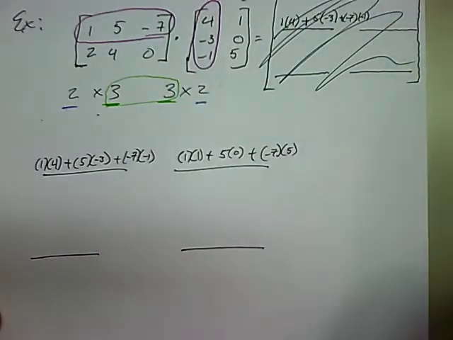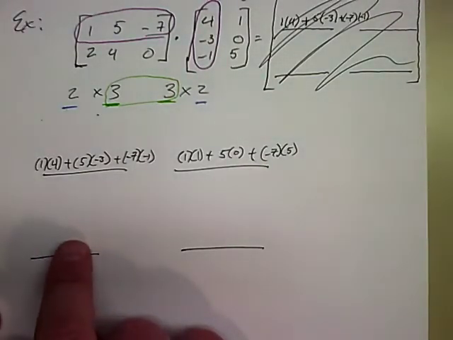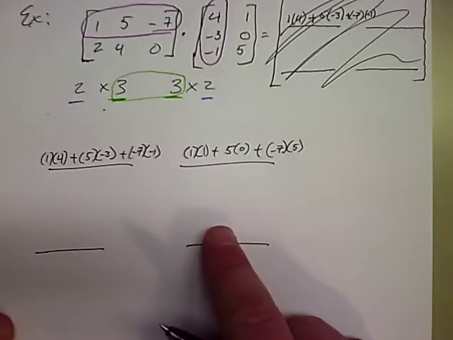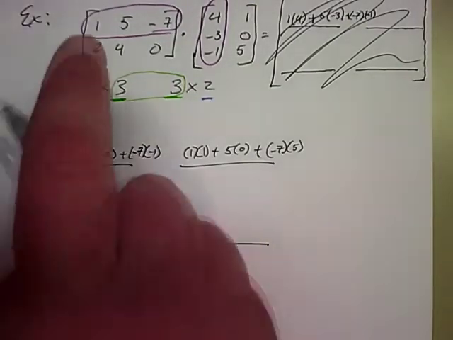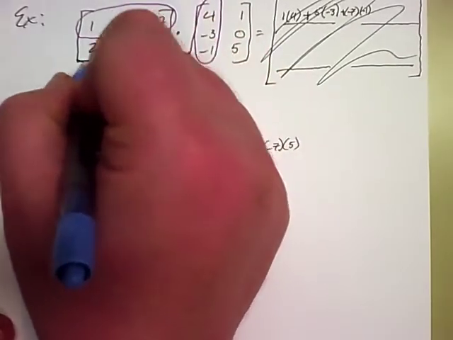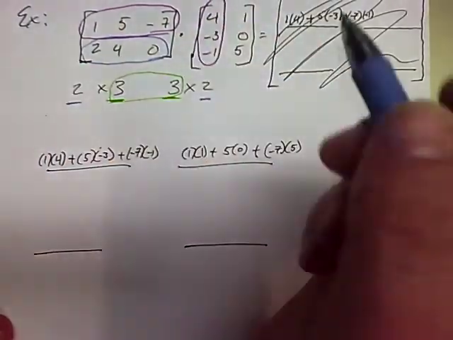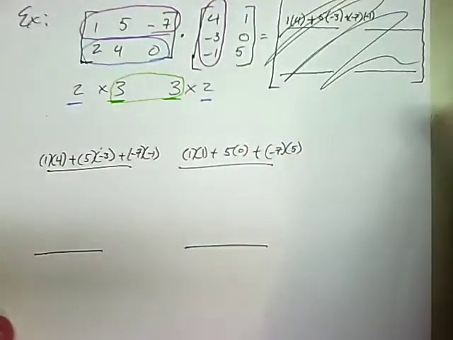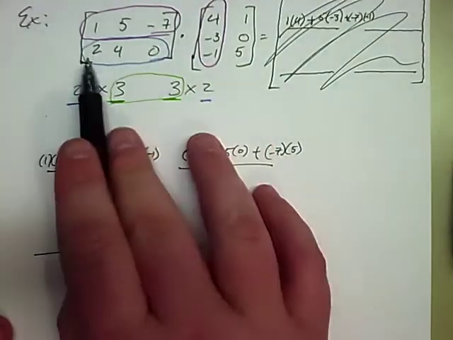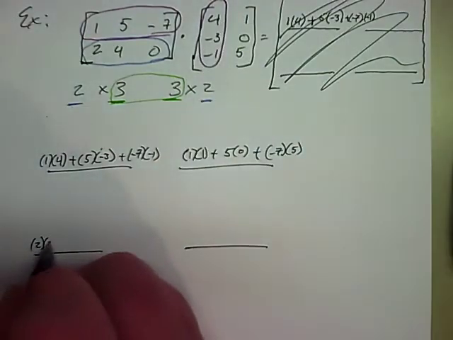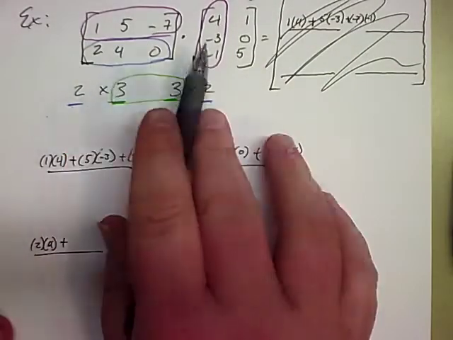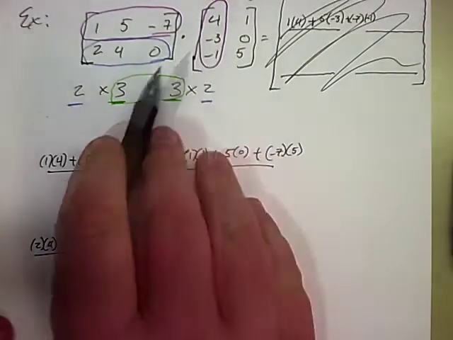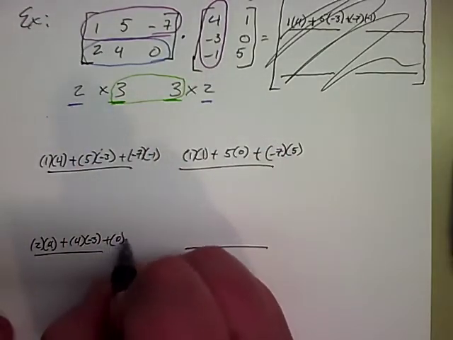Now, I'm going to go down to this position. I'm in the second row, first column. So I need the second row from the first, and I'm going to use the first column from the second matrix. So entry by entry, 2 times 4, so I get 2 times 4 plus 4 times -3 plus 0 times -1.